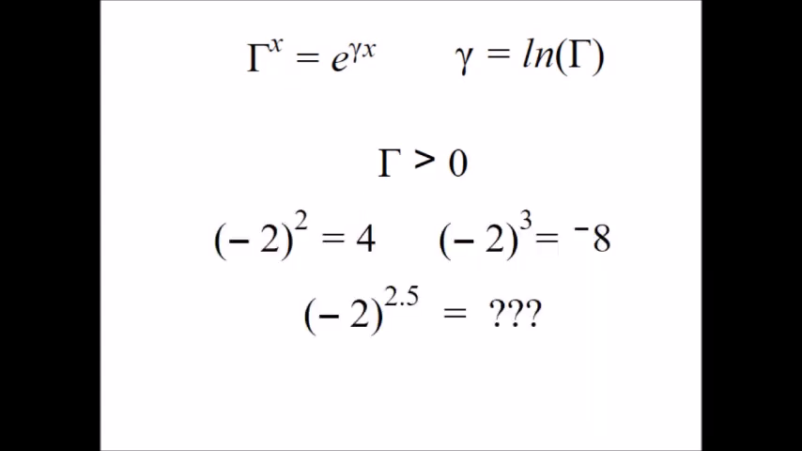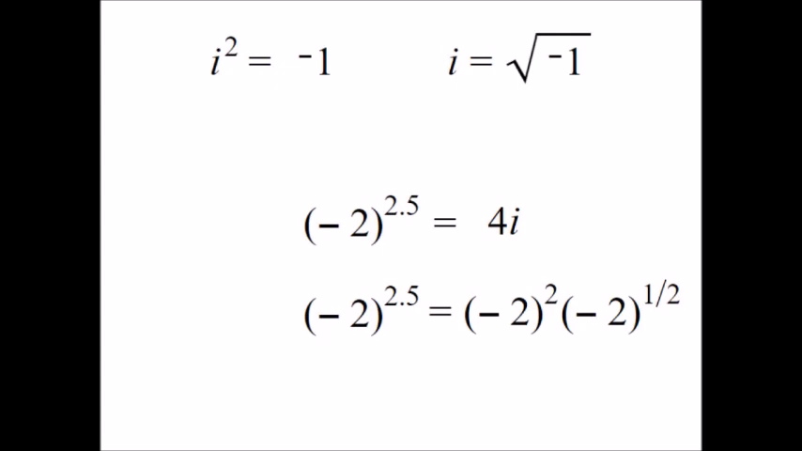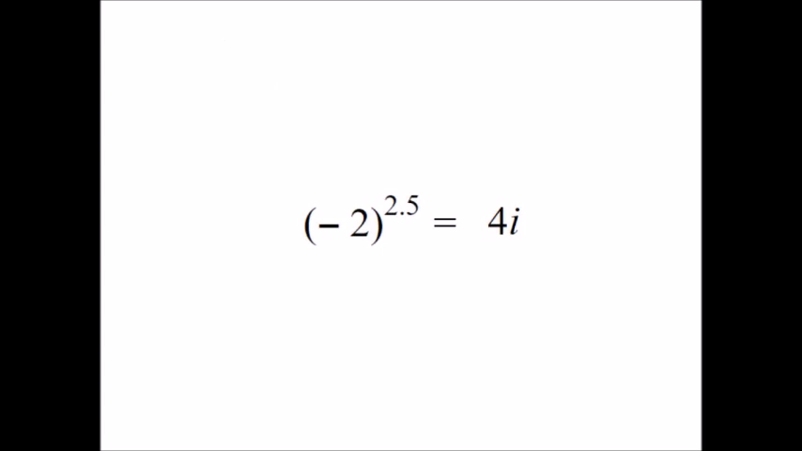But not that open-minded. Wait, I've seen this before. This is i, the square root of -1. I know this. -2 squared, that's 4. So the answer here is 4i. I got this. 4i. Which is a totally different type of imaginary fruit.